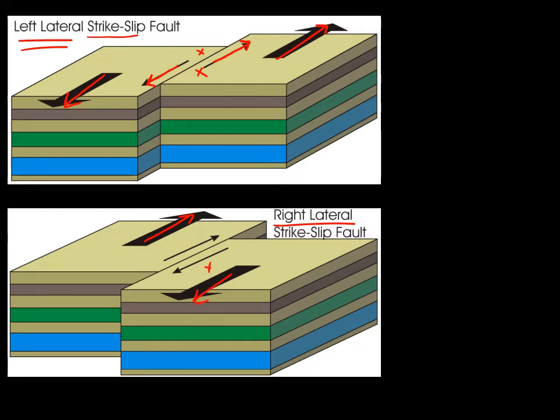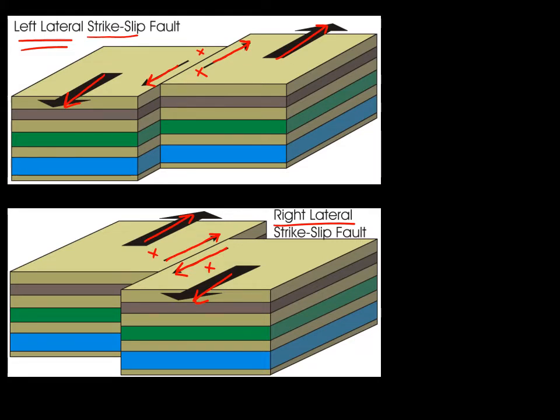Similarly, a right lateral strike-slip fault, here we have the pieces of crust moving this way. If I were to stand here and watch the other piece of crust, it's moving to my right. Or if I stand on this side and watch the other one, it's moving again to my right. In both cases, the other side is moving, relatively speaking, to your right. That's what left lateral and right lateral mean.